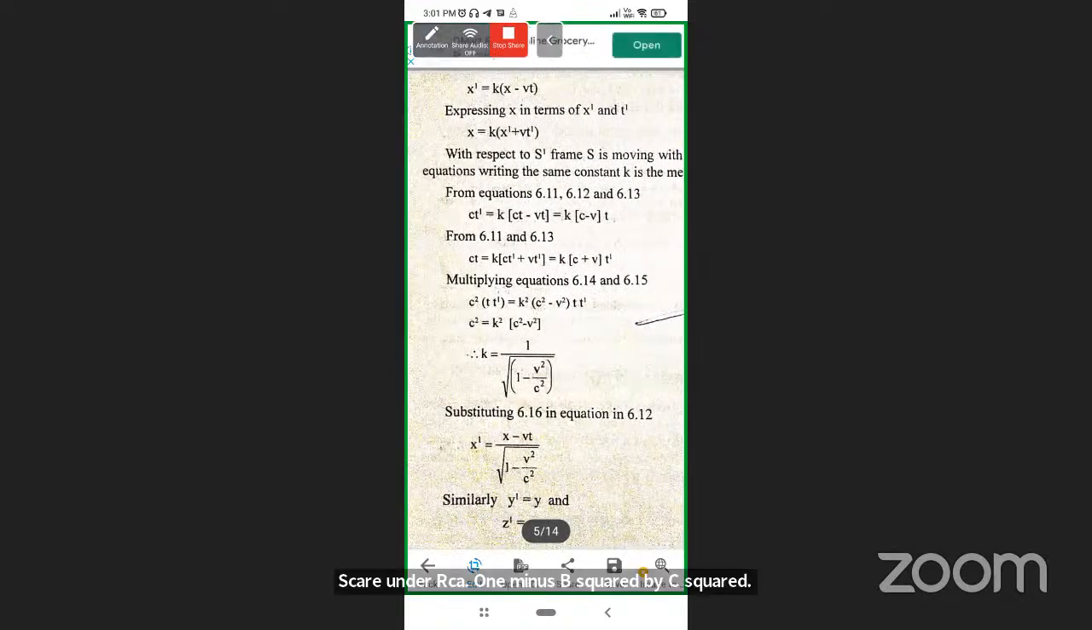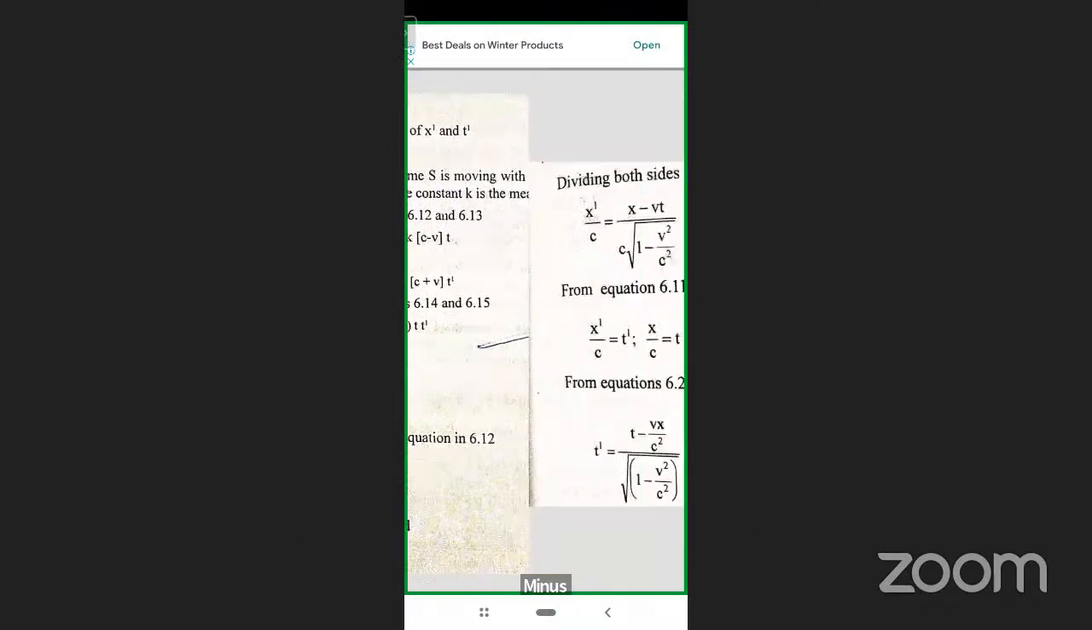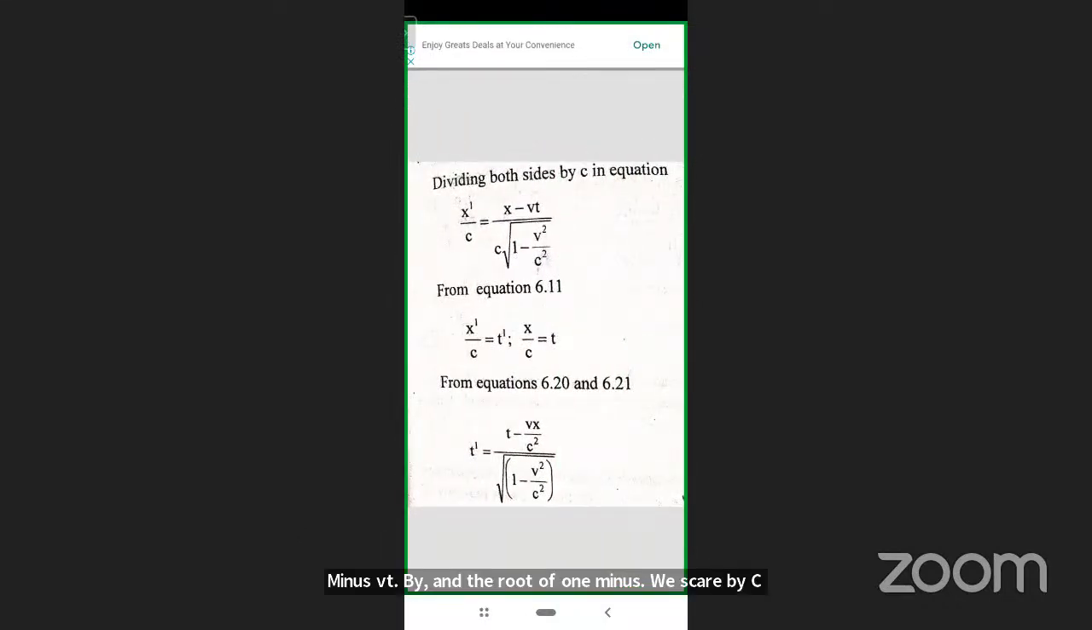This is x dash. X dash is equal to x minus vt by under root of 1 minus v square by c square, and y dash is equal to y, z dash is equal to z, and t dash is equal to t minus vx by c square under root of 1 minus v square by c square. These four equations are the Lorentz transformation equations.